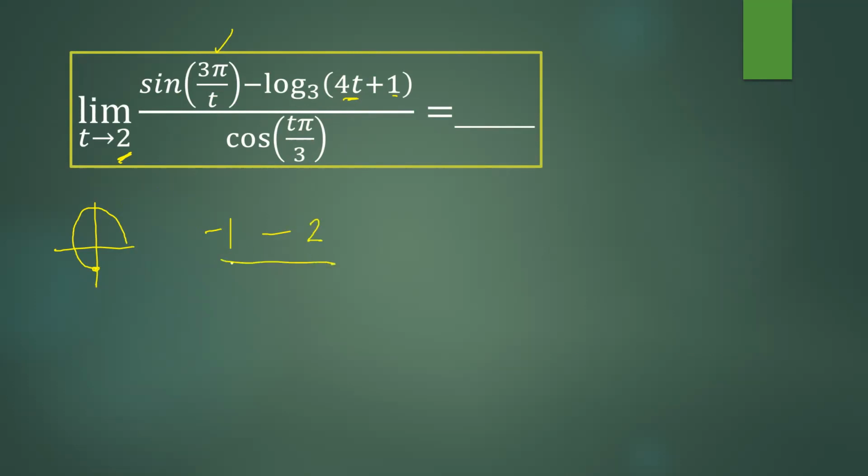So medyo na-challenge tayo sa log natin. That means kailangan nating i-review siya kung nakalimutan ng konti. Tapos denominator, cosine of 2 pi over 3. 2 pi over 3 is on the second quadrant. So supposedly that's 1/2. Kaya lang since negative ang cosine sa second quadrant, we get negative 1/2 here. So what we have is negative 3 over negative 1/2. So that means our answer is positive 6.